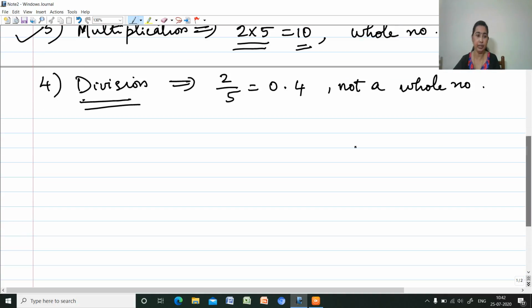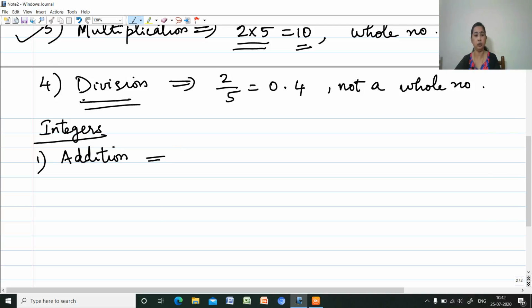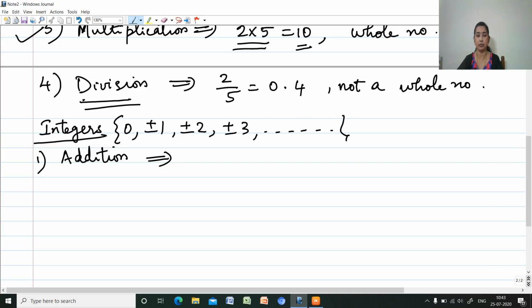Now we'll move on to integers. We are checking the same thing. First we are moving on to addition of two integers. What do you mean by the integer set? All the positive numbers, negative numbers and 0. Plus 1 and minus 1 are coming in that, plus or minus 2, plus or minus 3, etc., including 0. So 0, plus or minus 1, plus or minus 2, plus or minus 3, etc. are the set of integers.